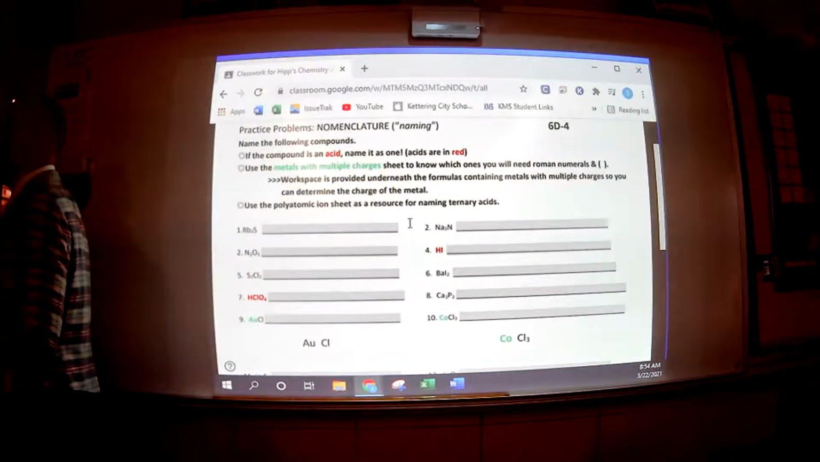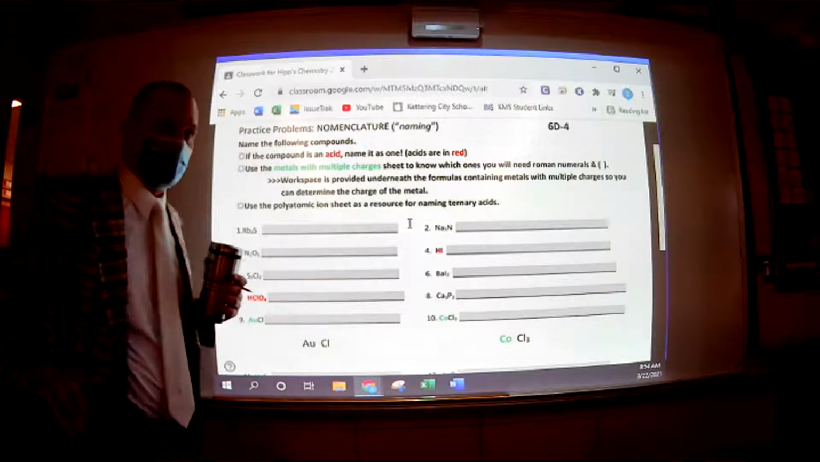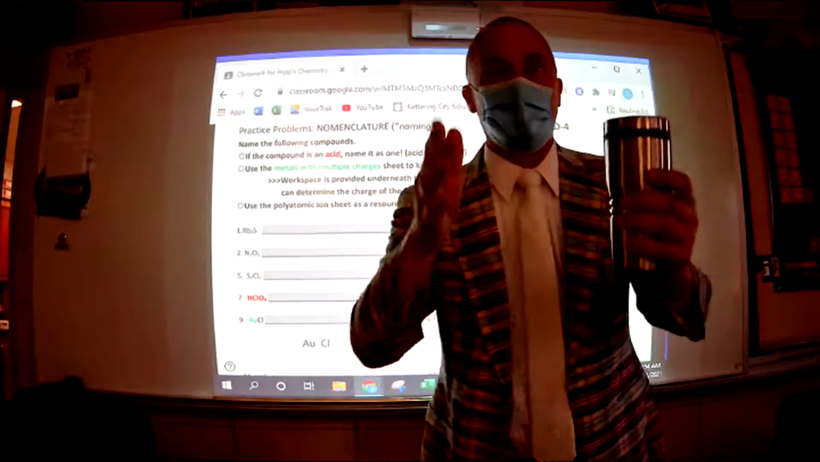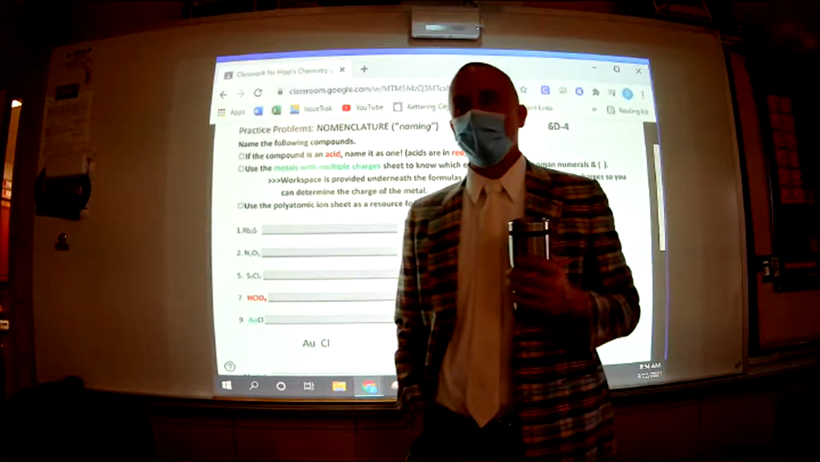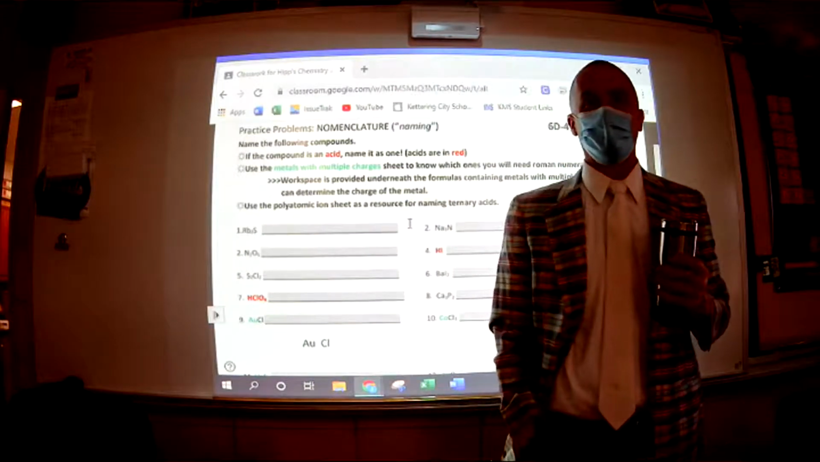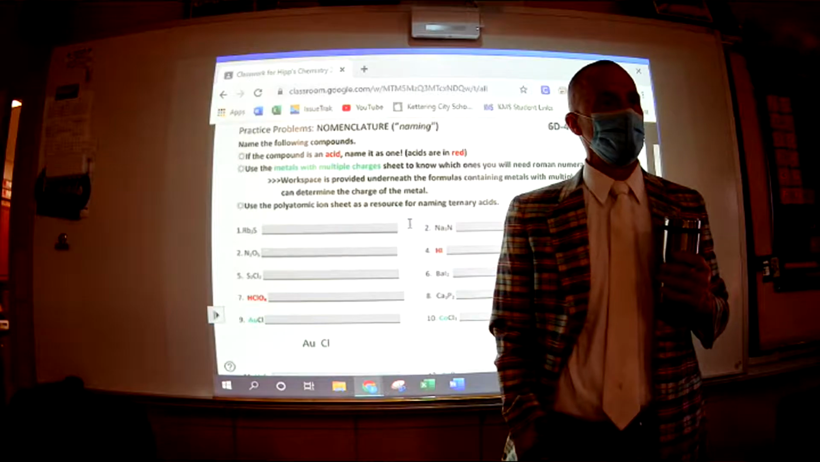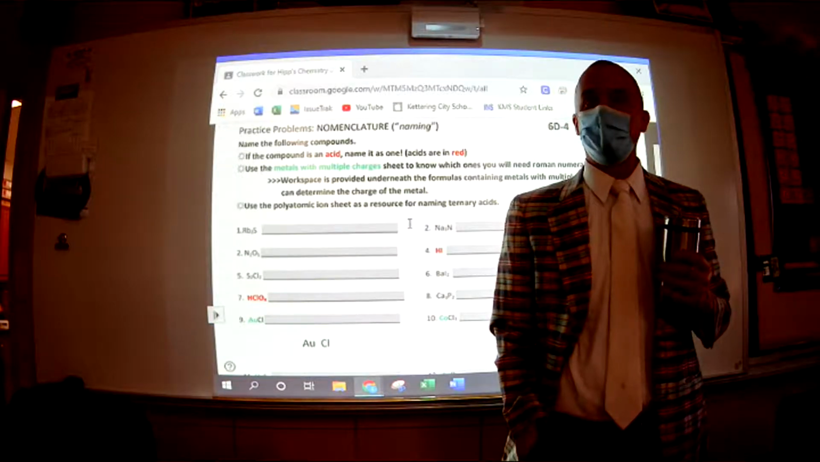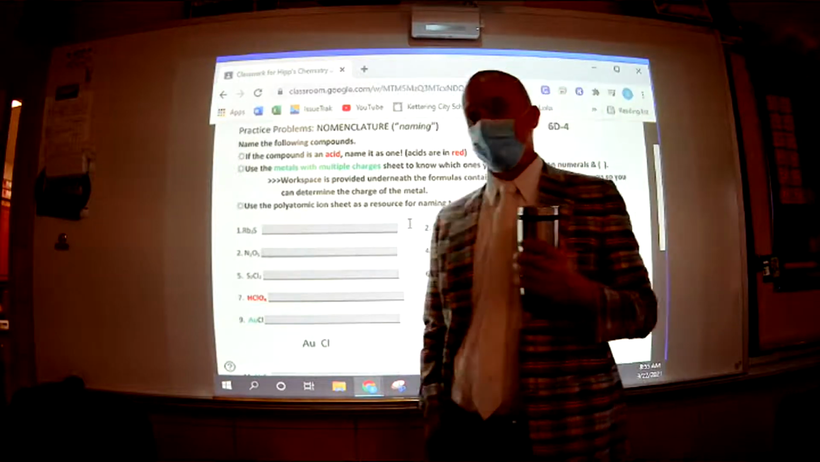You'll need to be able to look at a compound before you name it and know, is it ionic or is it covalent? If it's an ionic compound, you'll name it one way. If it's a covalent compound, there's another set of rules for naming it. When will you learn those rules for naming ionic and covalent? That is what you'll be doing in class today.